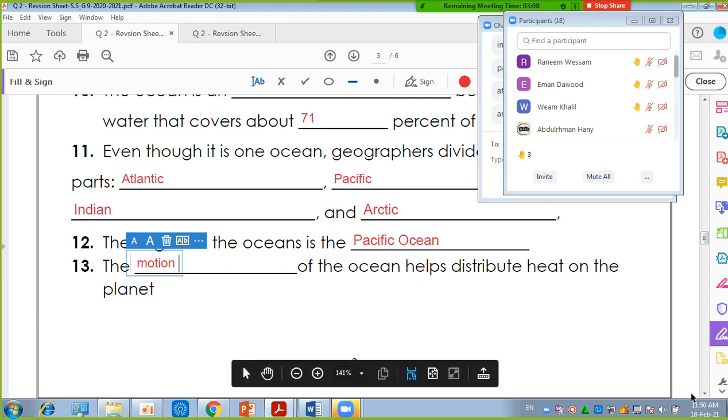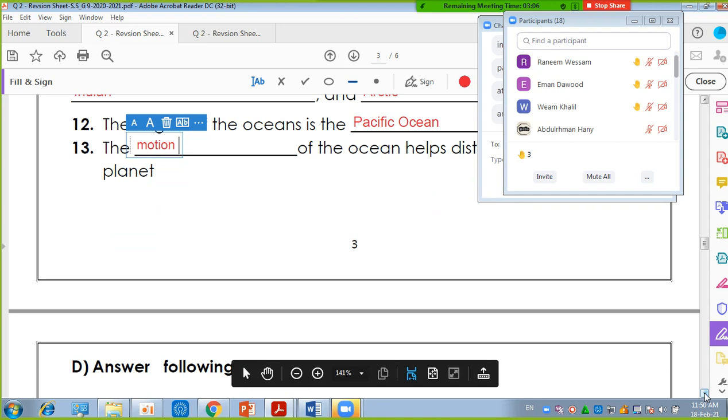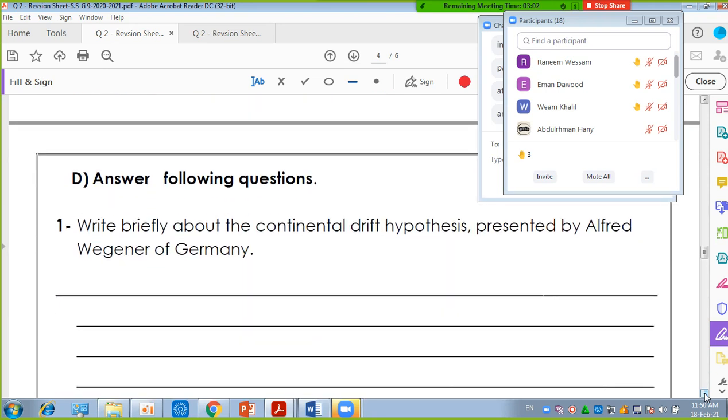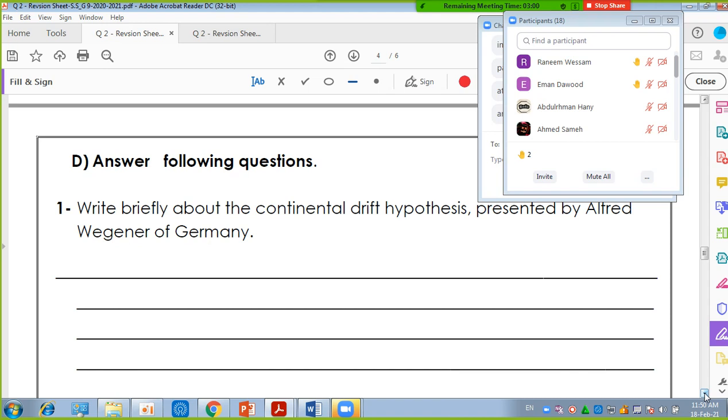Of the ocean helps distribute heat on the planet. Yes, I'm waiting for something else to say, so I said yes. Okay, thank you, thank you. Oh, now we get to the biggest part. Yeah, we will say it orally, and you'll find the answer. Miss, the piece has finished. We still have 3 minutes.